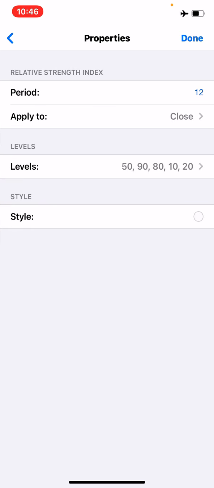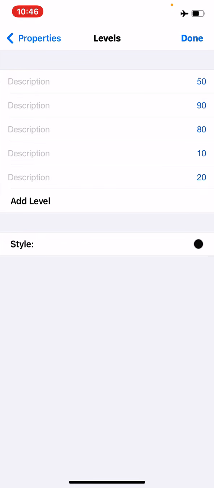And this relative strength index is going to have the following settings: a period of 12, apply to close, and then the styling. I've chosen the color white because you should choose the color of your background. So if you have a black background, make sure you choose black. If you have a white background like me, choose white.